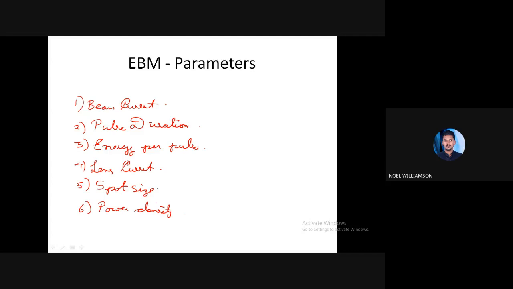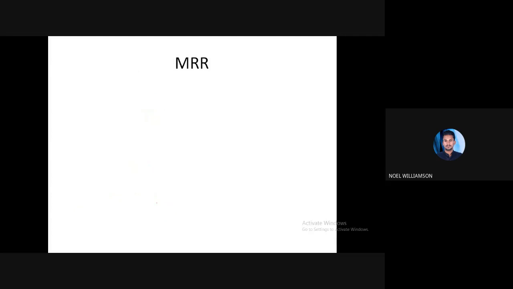Like the case of any other process we have already mentioned, here also we will see the effects on the MRR, accuracy, and HAZ. So first of all, regarding the MRR, or the material removal rate in EBM, how these parameters can affect the material removal rate.